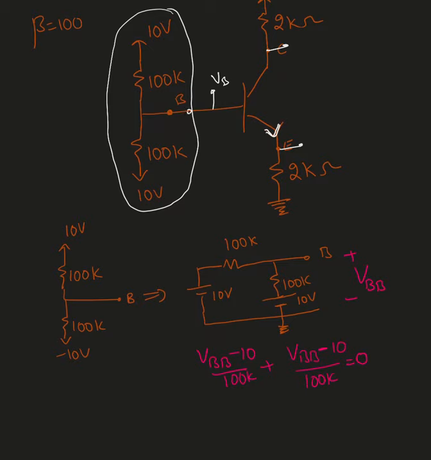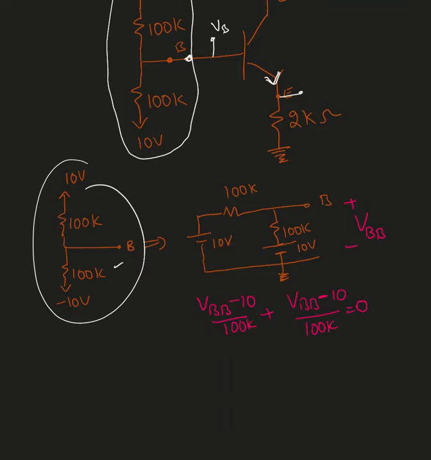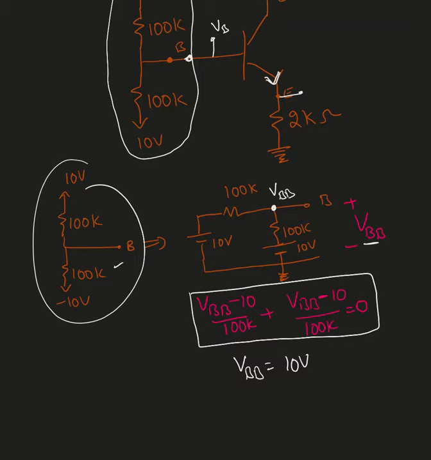So I'm going to cut the wire right there and separate it. When we redraw this circuit diagram, it's going to look like this. Now I'm going to find the Thevenin equivalent circuit. The voltage here, I'm going to call VBB. I applied KCL at this node. By using that KCL, after solving this, we end up finding VBB equal to 10 volts.